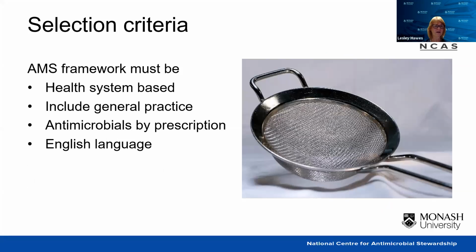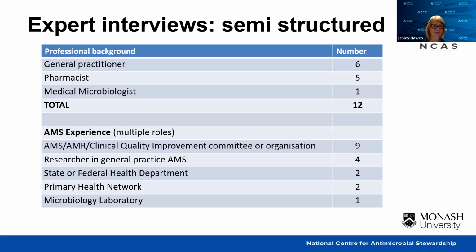Selection criteria, the framework had to describe the health system and obviously include general practice. I didn't mind if it was the whole of health system, including aged care facilities and hospitals, so long as it also included general practice. I was looking for antimicrobials by prescription predominantly, rather than over-the-counter, and I'm limited to the English language.